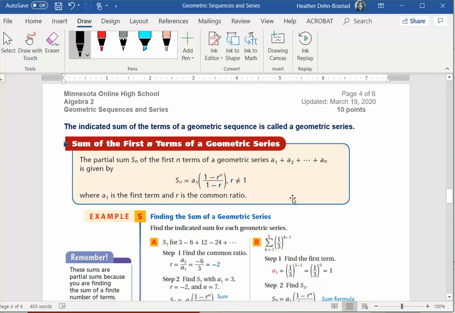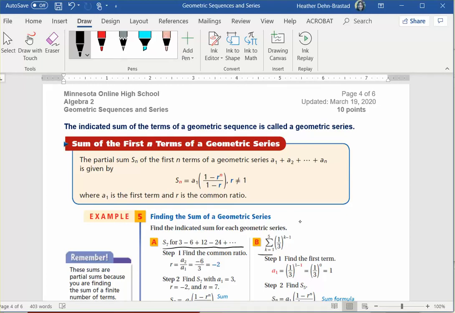So we've already learned about what a series is. A series is when you have a sequence with all the terms added together. So here's an example of a series. It starts as a sequence, and then you just replace the commas with plus or minuses. So 3 minus 6 plus 12 minus 24 plus, and so on.